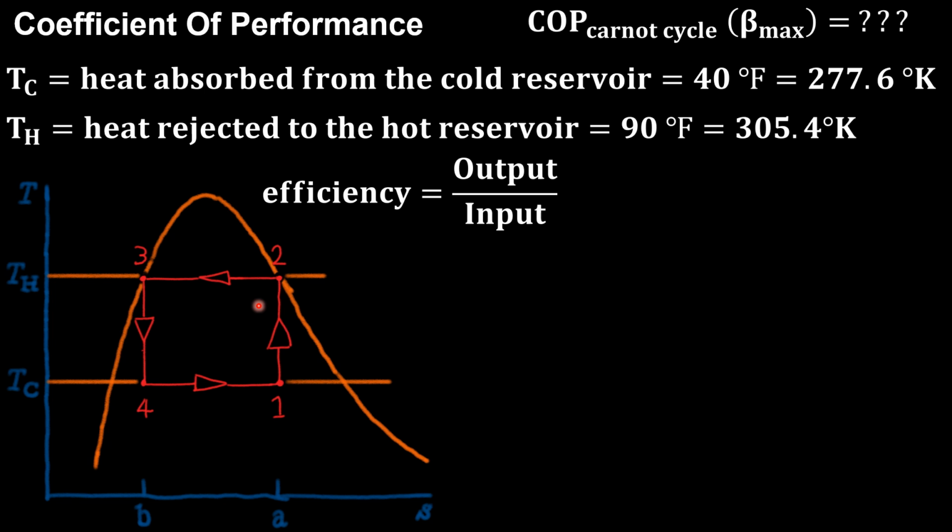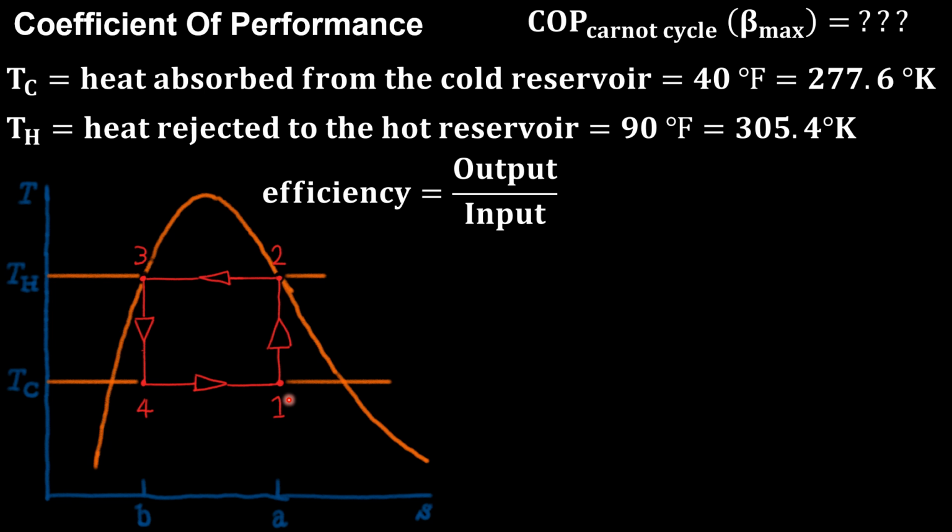We want to absorb as much heat. We want the refrigerant or the working fluid from state 4 to state 1 to absorb as much heat from the conditioned space to cool it down, right? So this is the output. So this is the cooling effect. And we want to find the input, which is how much work we need to put into the system in order for it to operate.